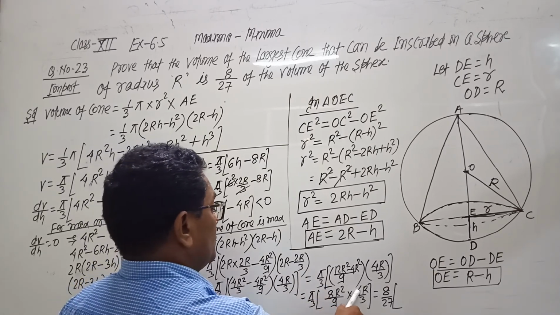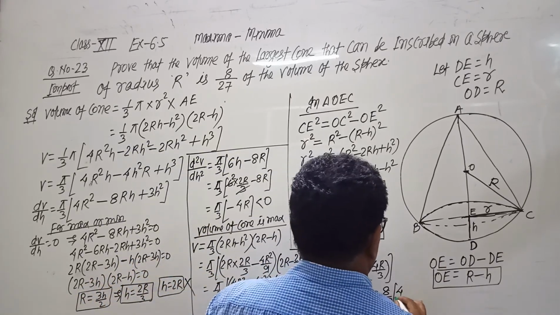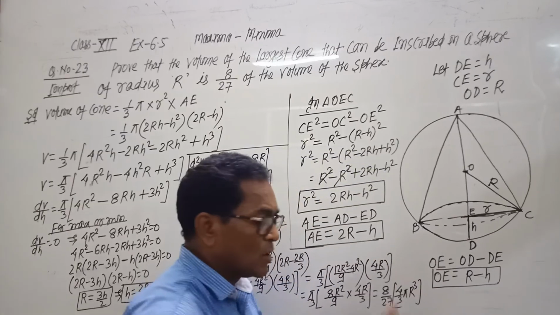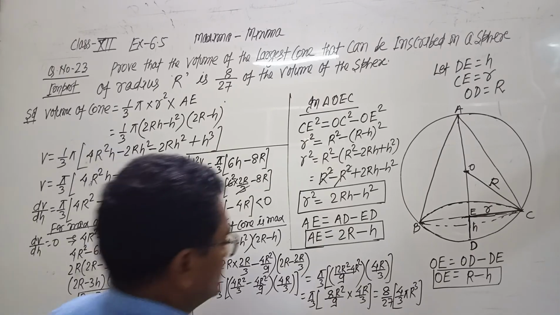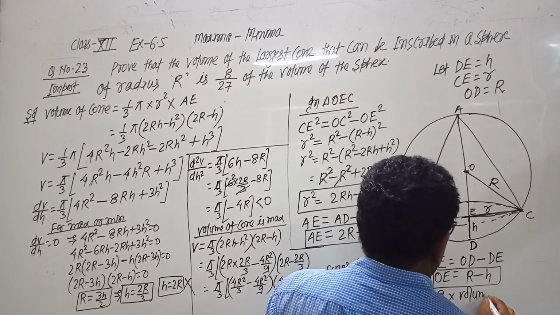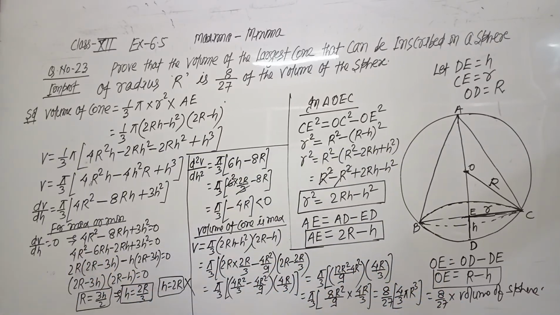So what remains? 4 by 3 pi r cube. This is the volume of the sphere. So we get 8 by 27 times the volume of the sphere. This has been proved. The volume of the cone is 8 by 27 times the volume of the sphere.